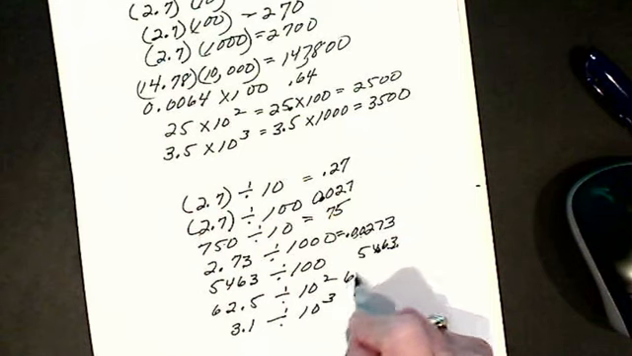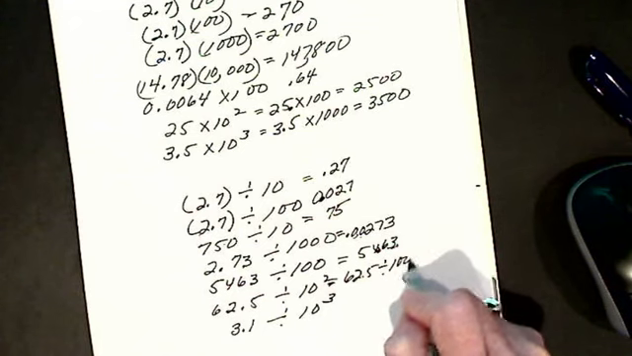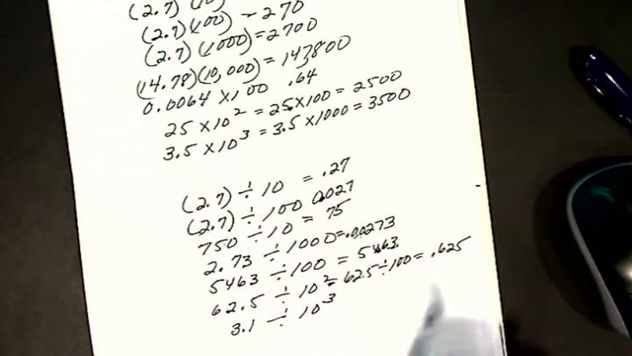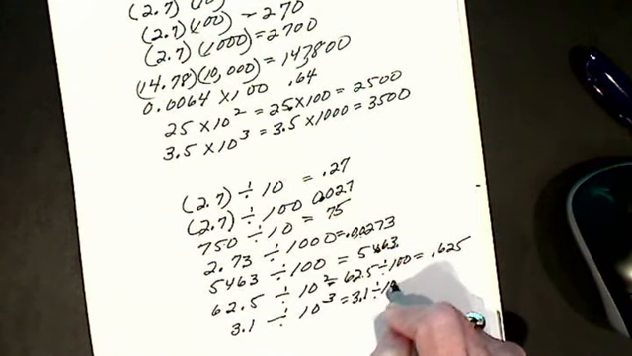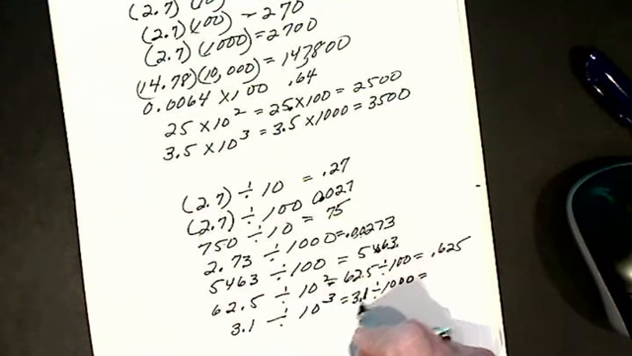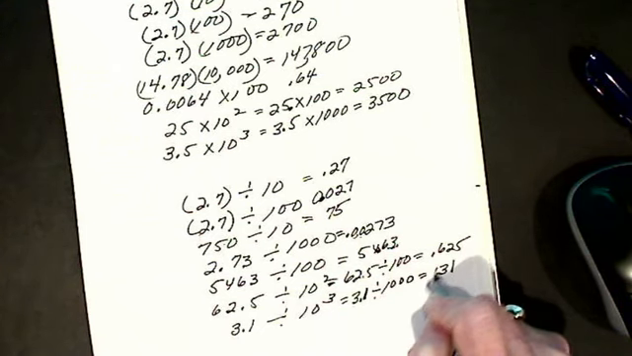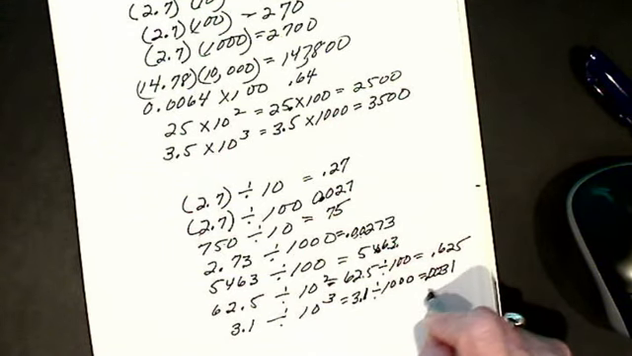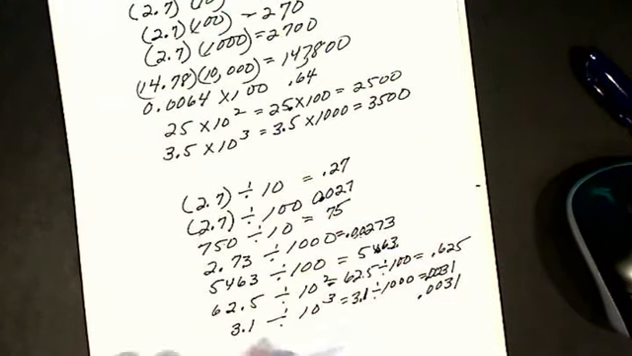Same thing, 62.5 divided by, this means 100, a 1 with 2 zeros. I have to make it 2 places to the left. It's 0.625. Last one, 10 to the third power is 3.1 divided by 1,000. So I move it 1. I have my 31 here. 1, 2, 3. So it's 0.00. I'll write it again so you can see it. 0.0031. That's it.